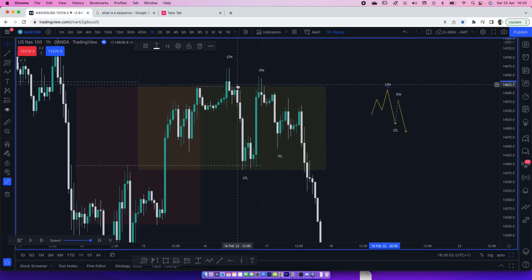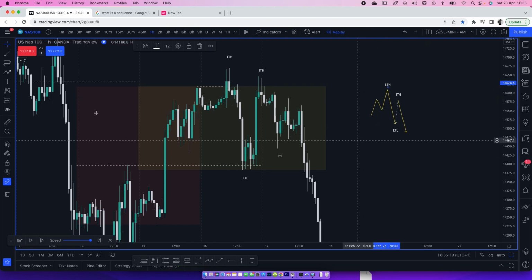Like the example we have here. We had an imbalance here. We had an imbalance here. The market left all that and went and tapped into the imbalance up here. Why? Because there was a pool of liquidity here. You always have to ask that question.